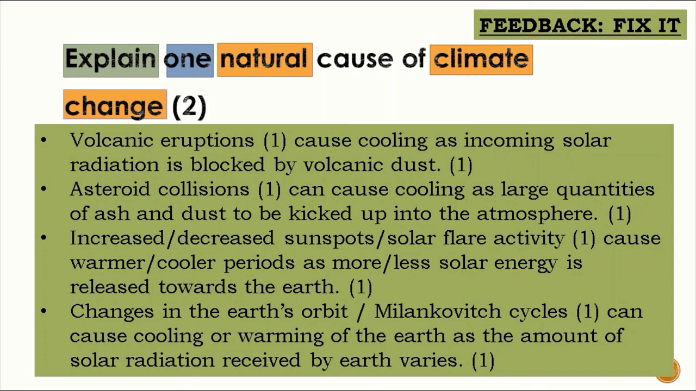Okay, asteroid collisions can cause cooling as large quantities of ash and dust are kicked up into the atmosphere again. Okay, sunspots on the other hand, so sunspots can cause warmer or colder periods as more or less solar energy is released to the Earth. And then changes in your orbit or the Milankovitch cycles can cause cooling or warming of the Earth as the amount of solar radiation received by the Earth varies. So have a look at your answer for me. Give yourself a mark out of 2.